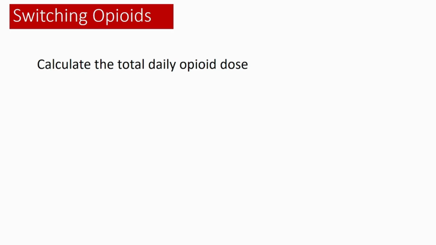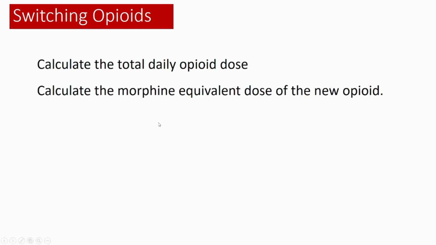generally this method applies to high dosages of opiates. High dosage refers to what most references recommend, 90 milligrams daily morphine dose. An oral morphine dose of that or more is considered a higher dose of opiates. So when you're calculating the daily opioid dose, the first step is to calculate the morphine equivalent dose of the new opioid.